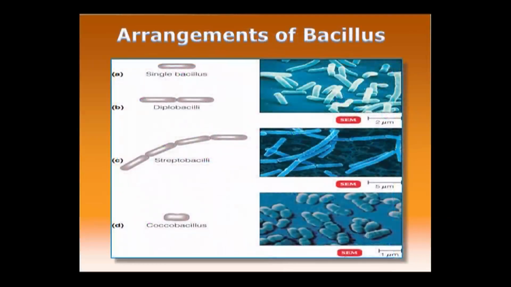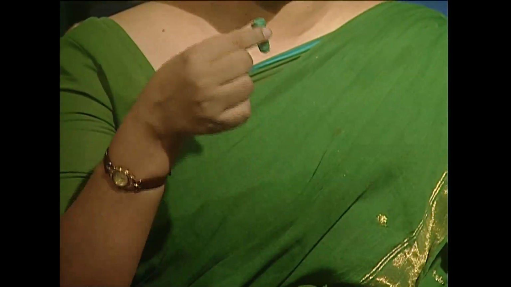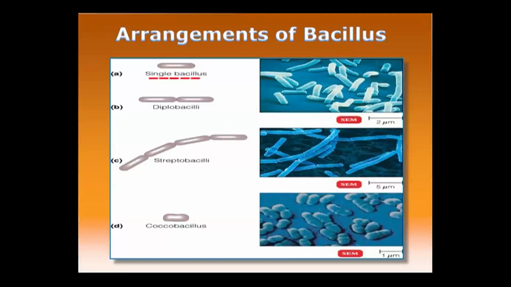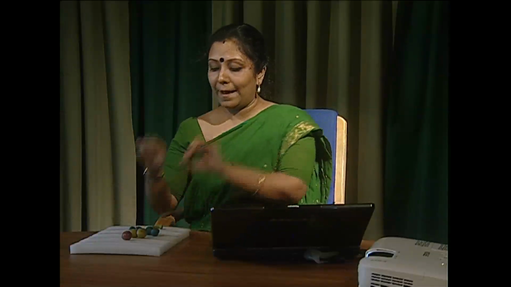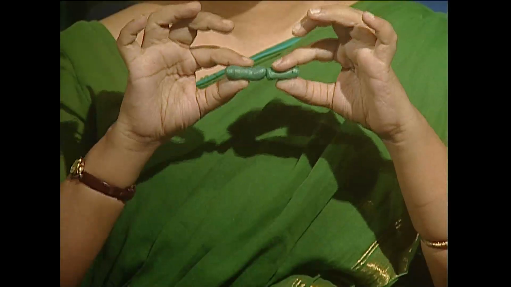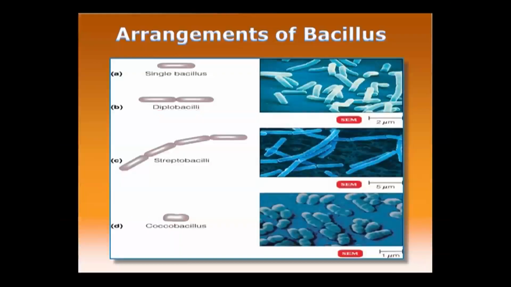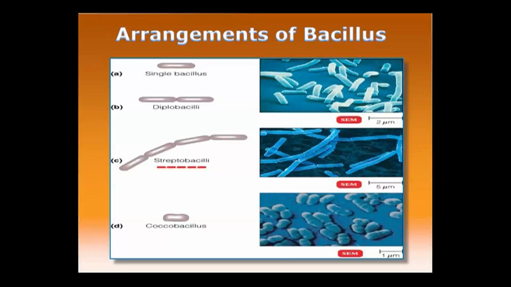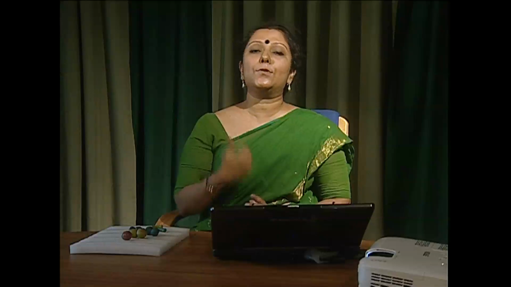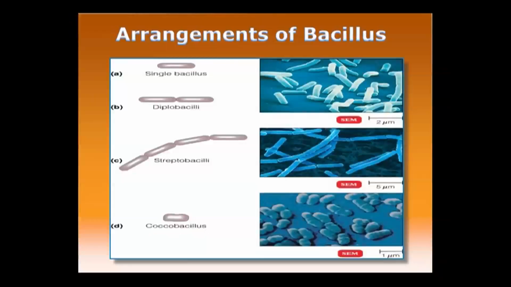Let's talk about the arrangement of rod-shaped bacillus. Again, if single bacillus is there, that is called monobacilli. If two bacilli are joined together, they are called diplobacilli. If like this, they form a straight chain, they are called streptobacilli. But sometimes some ambiguous structure is there, that is called coccobacilli.